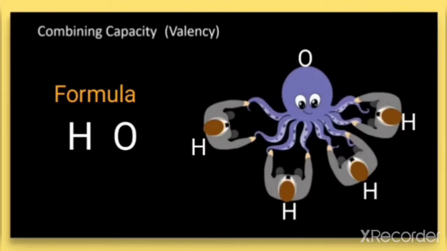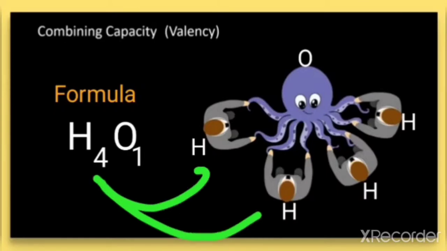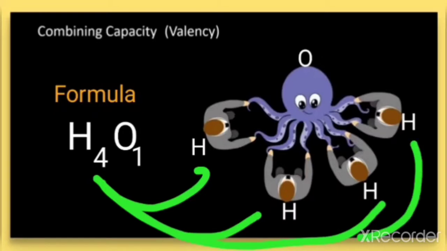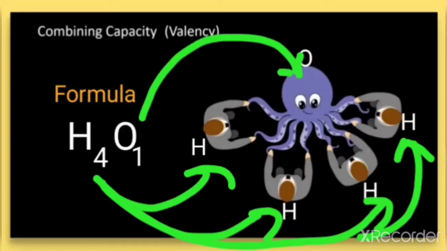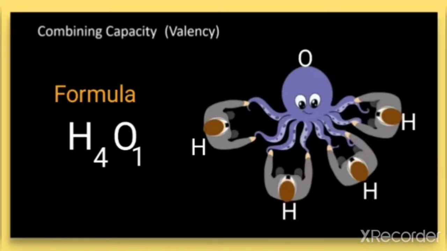So this combination we can represent by a formula, that is H4O1. Why is it 4 here? Because there are 4 men and only a single octopus. Therefore we represent O1 for the octopus and H4 for the humans. That is why the combination makes the formula H4O1.